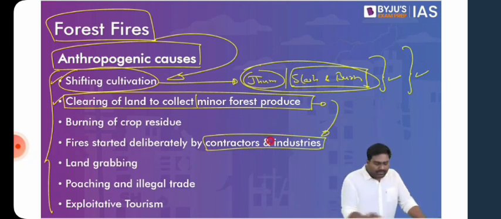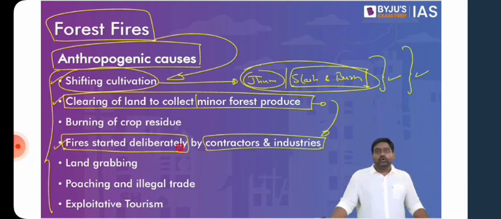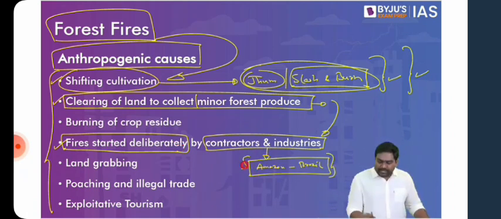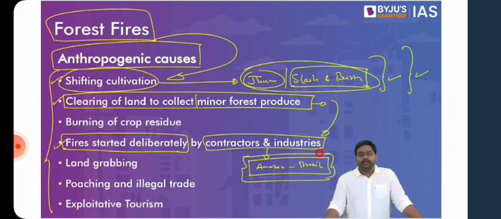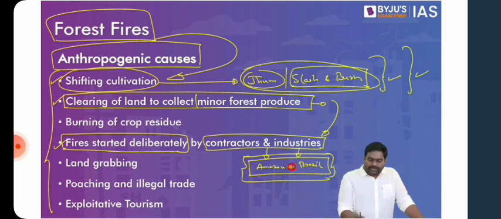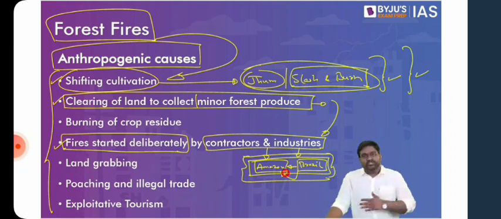Clearing of land for minor forest produce, to collect the forest produce, or any other exploitative industrial activity. Industries, mining firms, they are known to set deliberate fires to clear forest land to make way for their industries. We saw this happening in Amazon recently in Brazil. Former Brazilian President Jair Bolsonaro was a far right-wing leader. He gave off contracts to many industries and allowed them to burn down Amazon by setting deliberate fires. It was this fire which went out of control and consumed a large section of the Amazonian forest.